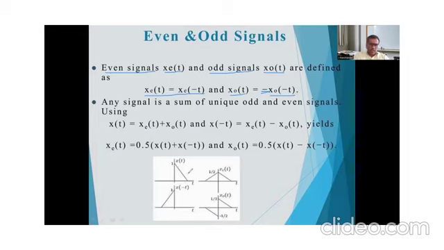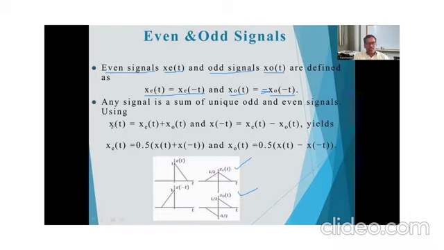Now, for example, let us take this is x of t. Now, this is x even of t, this is x odd of t. So, what is this x of t? Normally, most signals are not purely even or purely odd. Each signal consists of some even component as well as odd component.